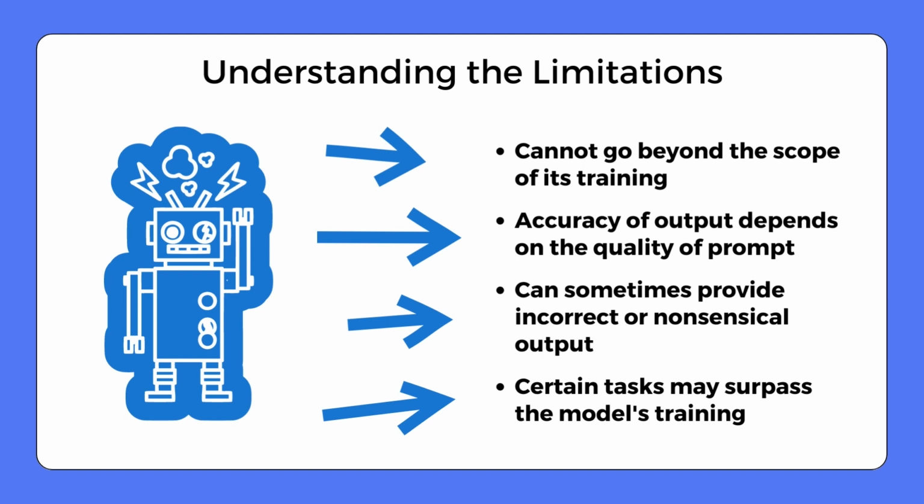And lastly, certain tasks might require a level of specification or domain specific knowledge that surpasses the model's training. A general purpose generative AI model may not be able to accurately generate highly specialized content or respond to highly technical prompts in fields like law, advanced mathematics, or specific medical subdisciplines. So, while prompt engineering is a powerful tool, it is essential to be aware of these limitations to maintain realistic expectations and use generative AI models more effectively.